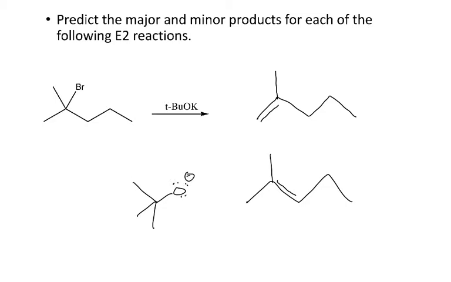And so when we have these big bulky bases, they actually tend to prefer the less substituted or the Hofmann product. And so in this case, with the bulky base, this is going to be my major product, and the Zaitsev product, the more substituted alkene, is going to be the minor product.